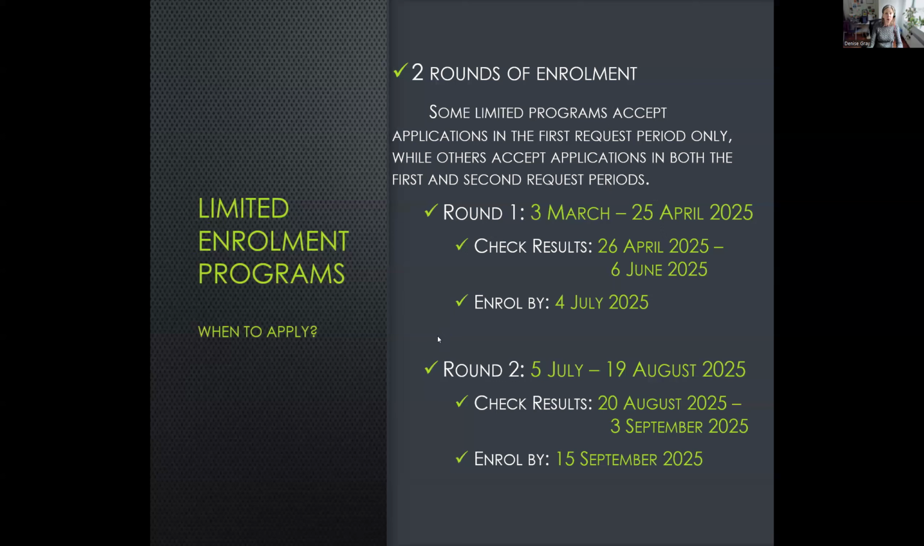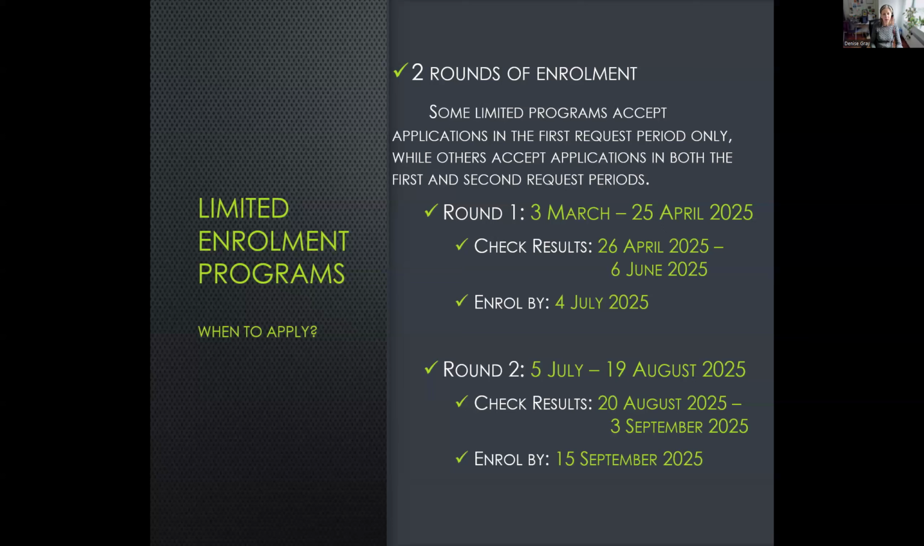Okay, so when to apply? Program enrollment begins on March 3rd for all programs, open enrollment and limited enrollment, but limited enrollment programs have a window in which you need to have completed an application. For round 1, this is for all students who are completing the enrollment requirements for their program by the end of the fall-winter session. You would apply between March 3rd and April 25th, at any point within that window. There's no points for being the first person to apply.